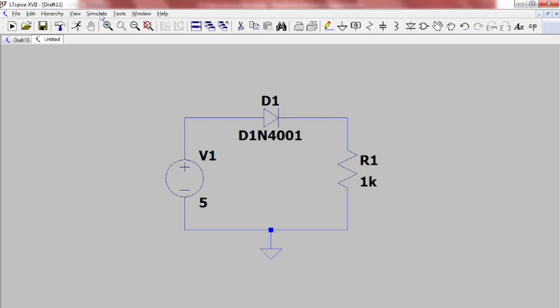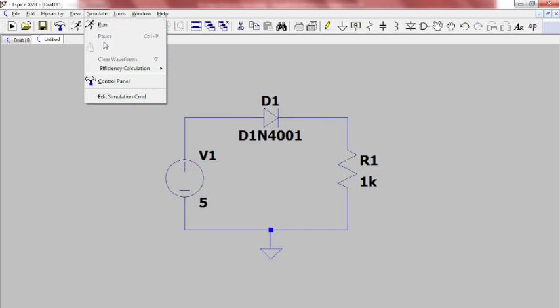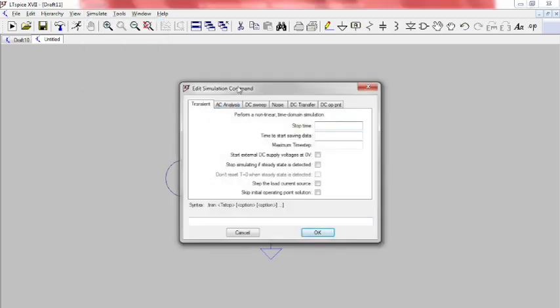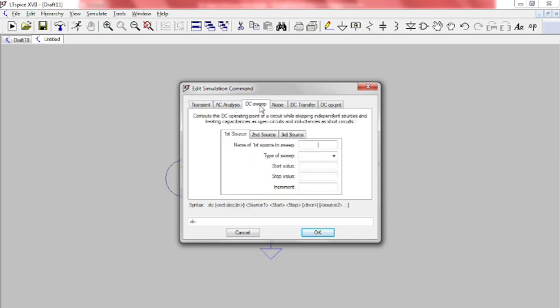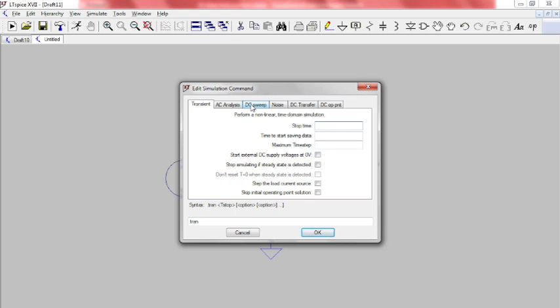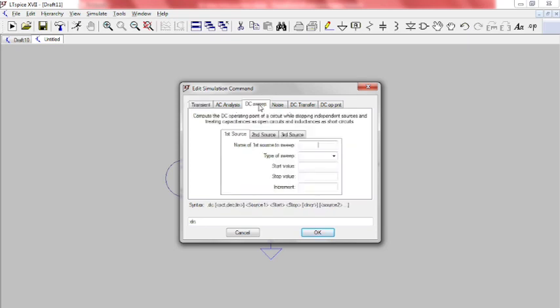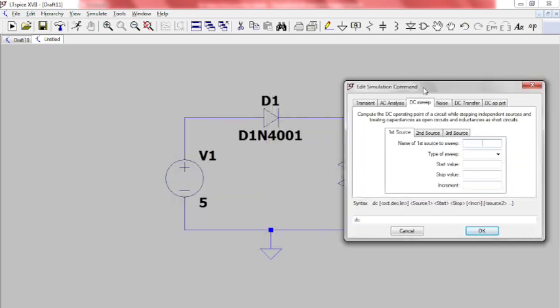Also, go to Simulate, Edit Simulation Cmd. We want a voltage versus current graph. That means in our x-axis, we require the voltage. The x-axis will be in terms of voltage, so we need DC sweep. If in our graph the x-axis is time, we can choose transient. But in our case, in VI characteristics, voltage is on the x-axis. So we should select DC sweep and provide the values.